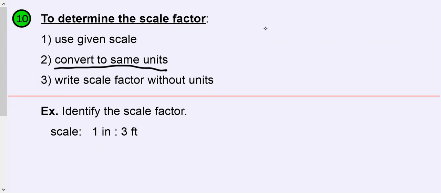Okay, so the first thing we're going to do is 1 inch over 3 feet. And then we want to turn them into inches. So the top one, 1 inch, is going to stay as 1 inch because we're moving to both being in inches. And this one, 3 feet, we're going to convert to inches. And we know that there are 12 inches per foot. So we're going to multiply 3 times 12 inches. So 3 times 12 will be 36 inches.